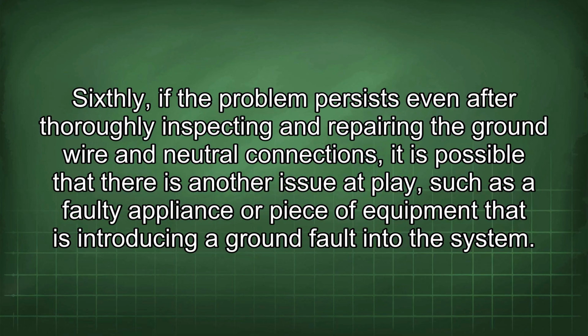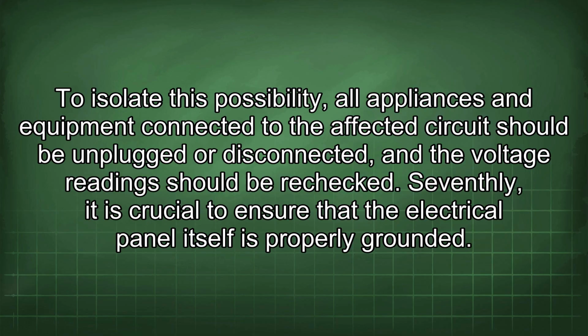Sixthly, if the problem persists even after thoroughly inspecting and repairing the ground wire and neutral connections, it is possible that there is another issue at play, such as a faulty appliance or piece of equipment that is introducing a ground fault into the system. To isolate this possibility, all appliances and equipment connected to the affected circuit should be unplugged or disconnected, and the voltage reading should be rechecked.